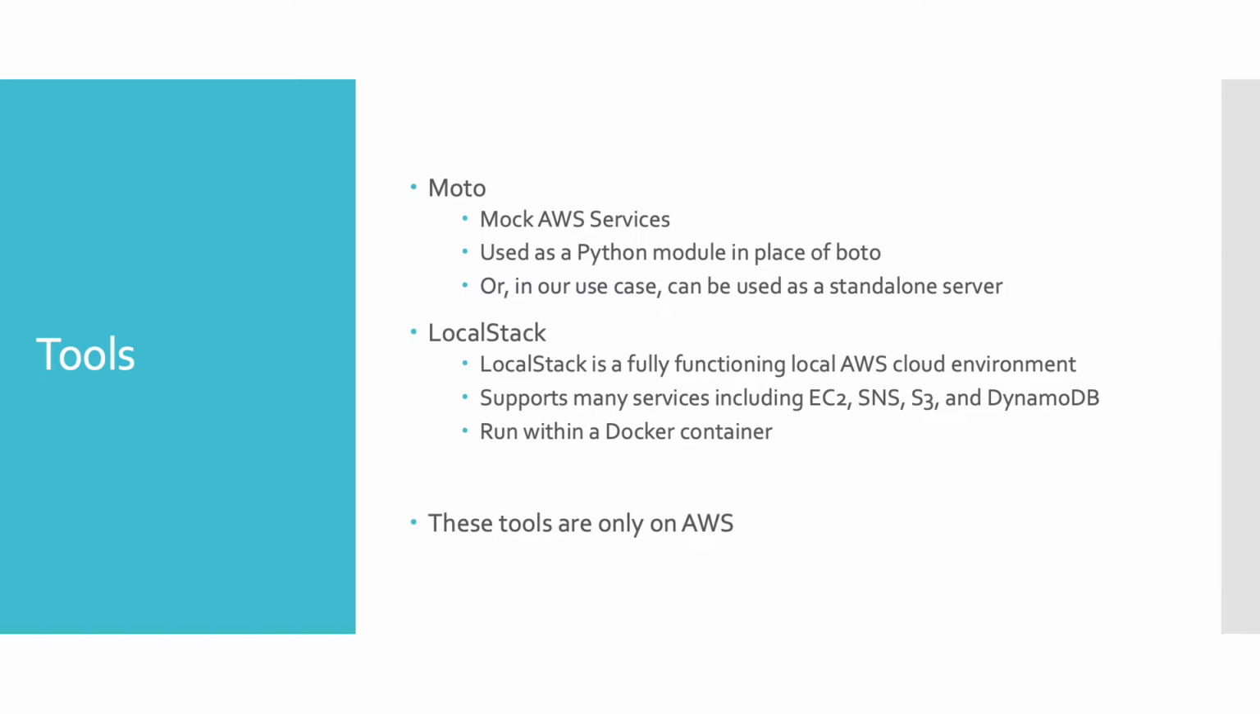LocalStack is a fully functioning local AWS cloud environment that supports many of the services on AWS, including the ones that we were testing: EC2, SNS, S3, and DynamoDB. It is run within a Docker container. Both of these tools are only available on AWS.